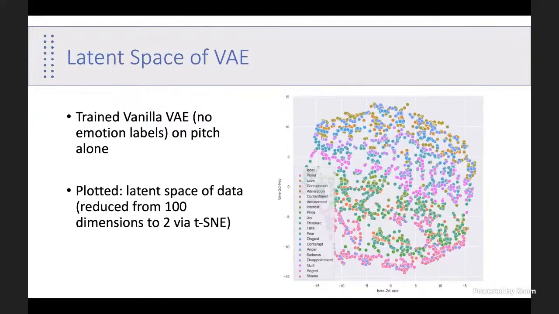We also trained a vanilla VAE on our data. So without telling the VAE any information about the emotion, we just trained it on pitch alone. And plotted here is the latent space of the data. We've reduced it from 100 dimensions to 2.